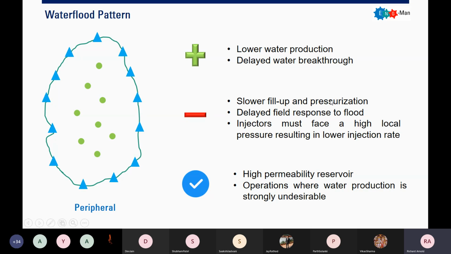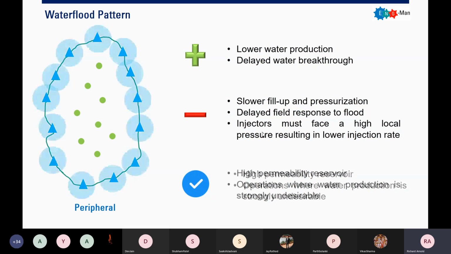It's quite slow because the water will need more time to arrive at this produced zone area. And then it will delay the field response to flood. And of course, injectors must face a high local pressure, which results in lower injection rate, right? Because around them, everything is water only. And it will give a high local pressure, which will result in lower injection rate ultimately.